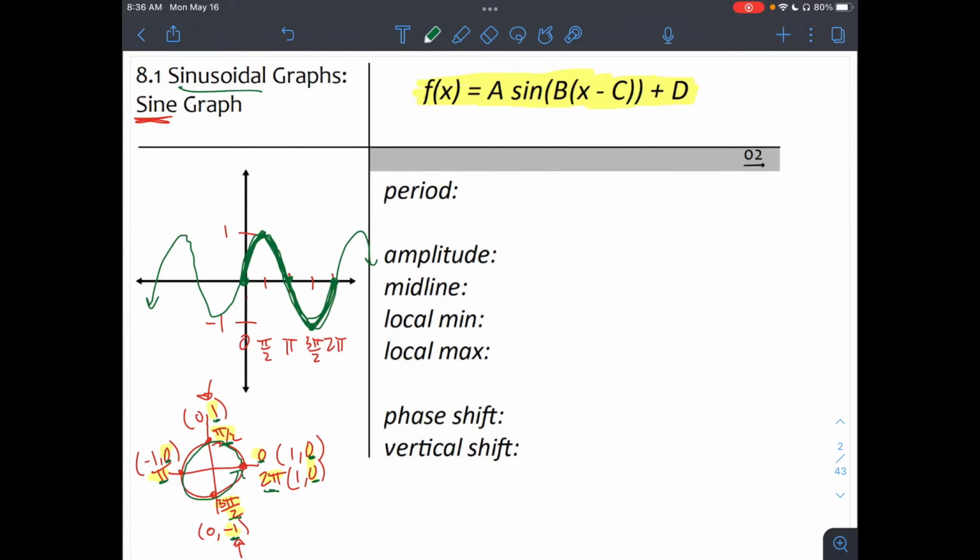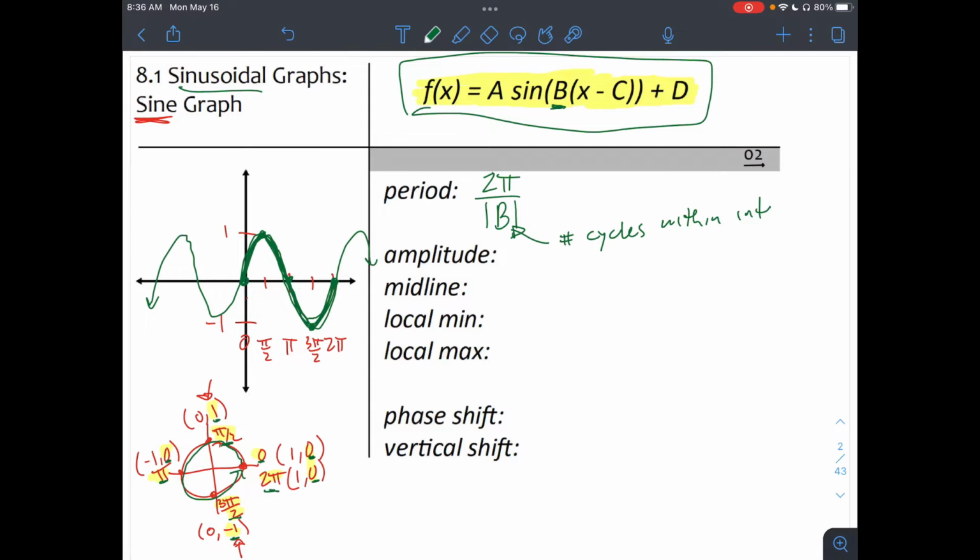And the period can be found using this equation right here, much like we've done in other functions. Here the period is 2 pi over the absolute value of b, where b is the multiplier in front of the x value inside your function. And b itself is going to represent the number of cycles for this graph that fall between an interval of 2 pi. We'll talk more about that too when we're finding the period based on a graph.